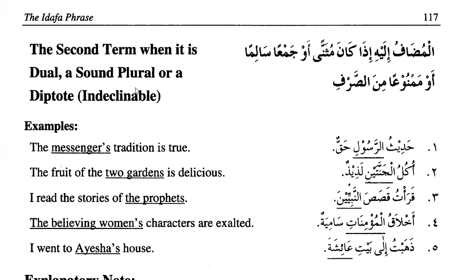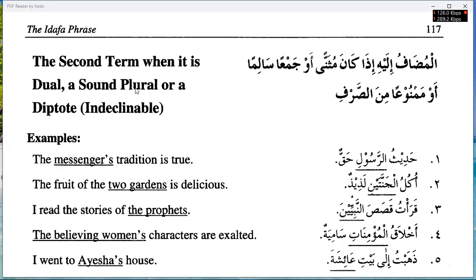Mudarrisina. You said jam', Muslimina. We are talking about majrur, Mrs. Rizwana, not marfu. Majrur form of Sabirina. Yes, Mu'minina, Sabirina, Muslimina. All these are the examples of jam' muzakkar salim majrur.